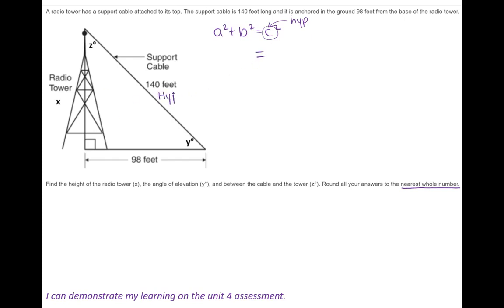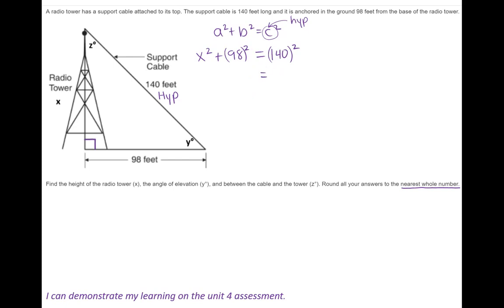The hypotenuse is the 140 feet, so I put in 140. I know that because, again, it's across from the 90. There's your 90. Then I'm going to plug in for the others. It doesn't matter which one is which. I'm just going to say x squared plus 98 squared.